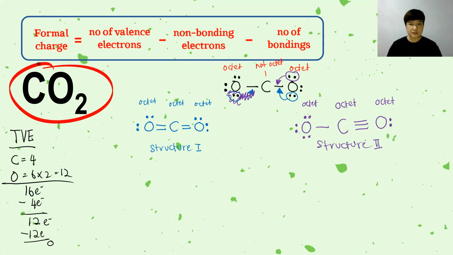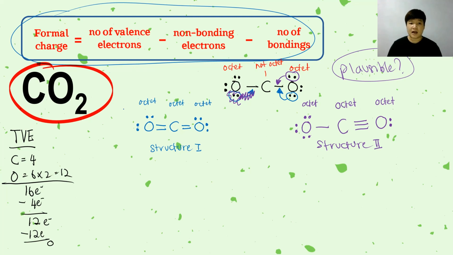I have 2 possible structures over here. Which one will be the most plausible? We then need to calculate the formal charge. So we are going to calculate the formal charge by using this formula above. So let's see how it works.